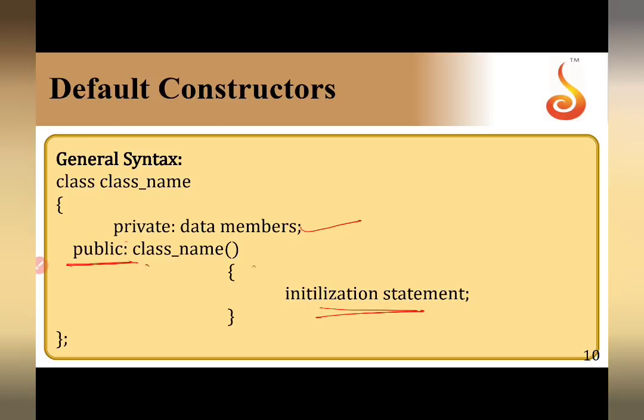This is the general syntax of a default constructor, and here I have no arguments. That is why it is blank. Have a look. This is the general syntax of a default constructor.